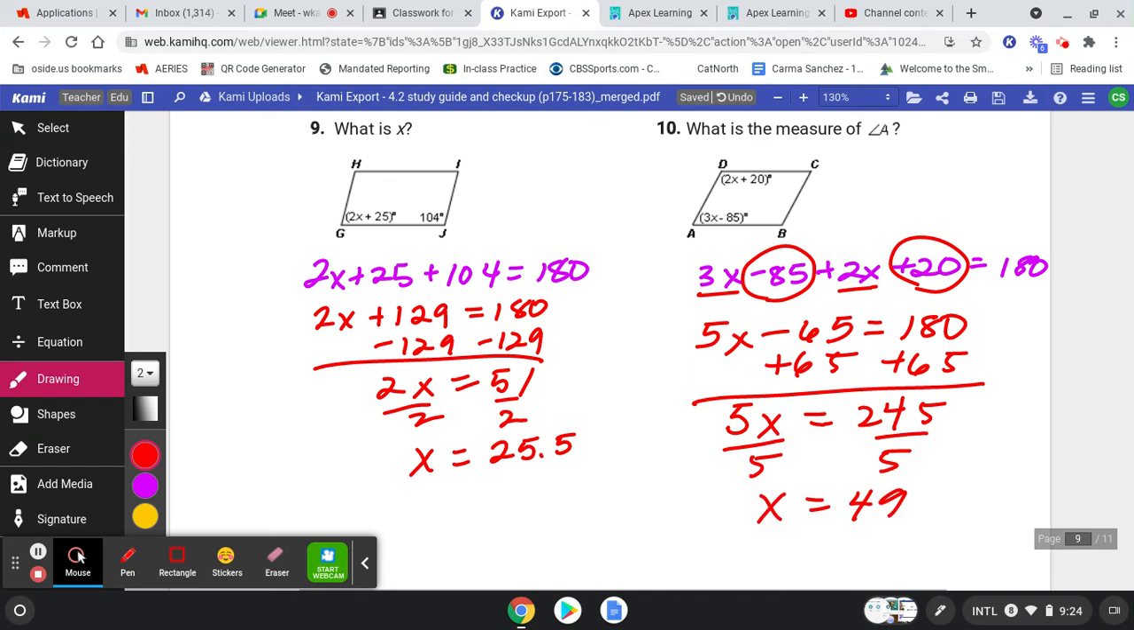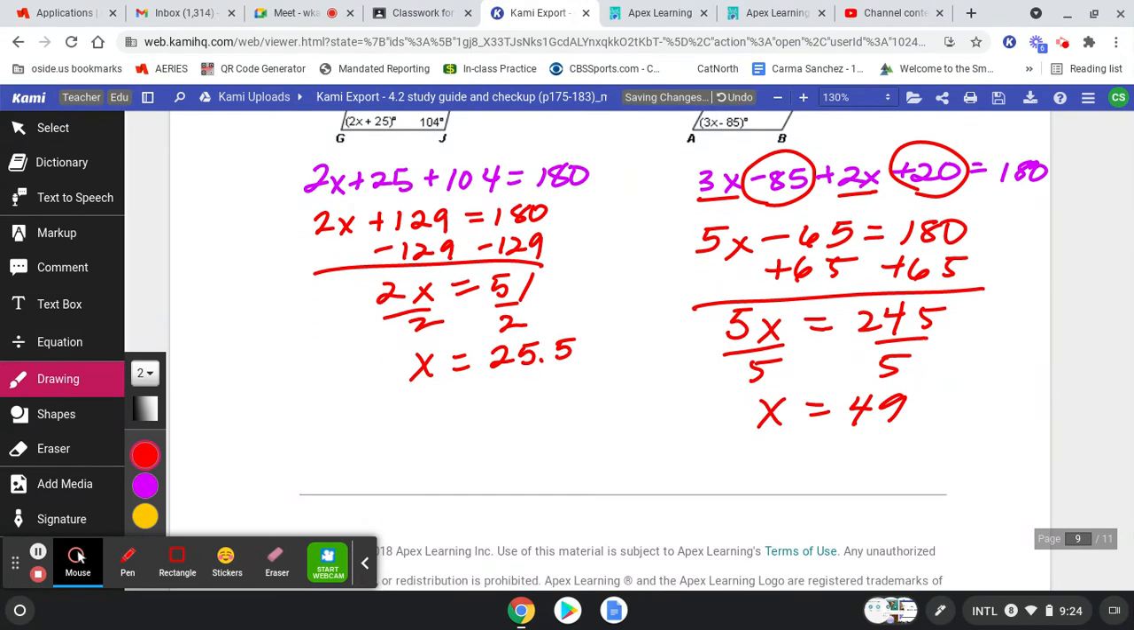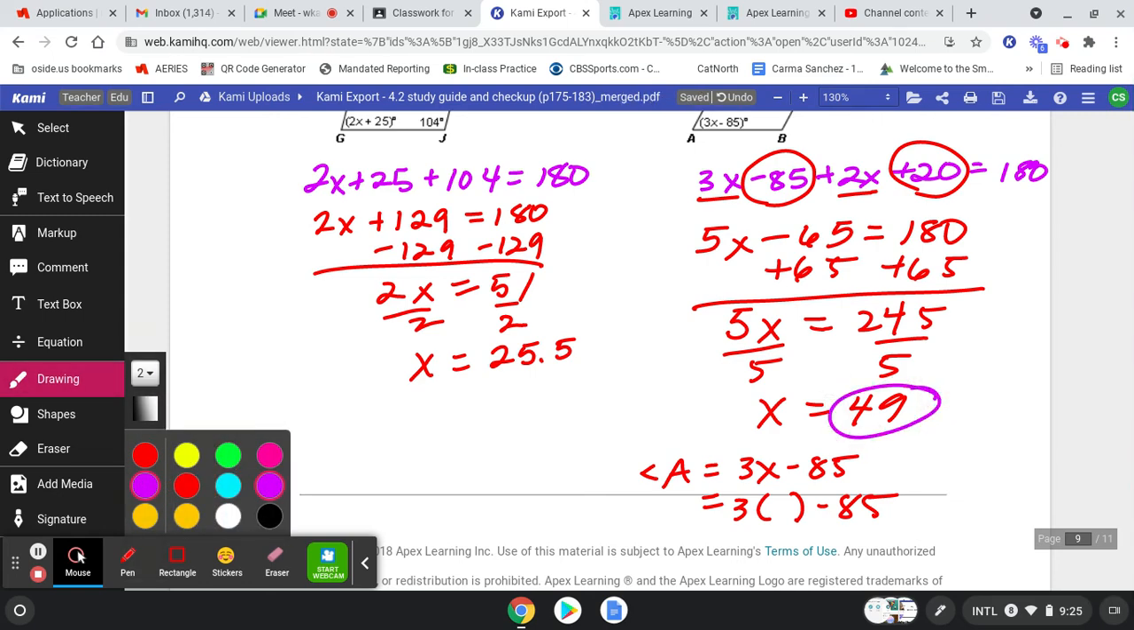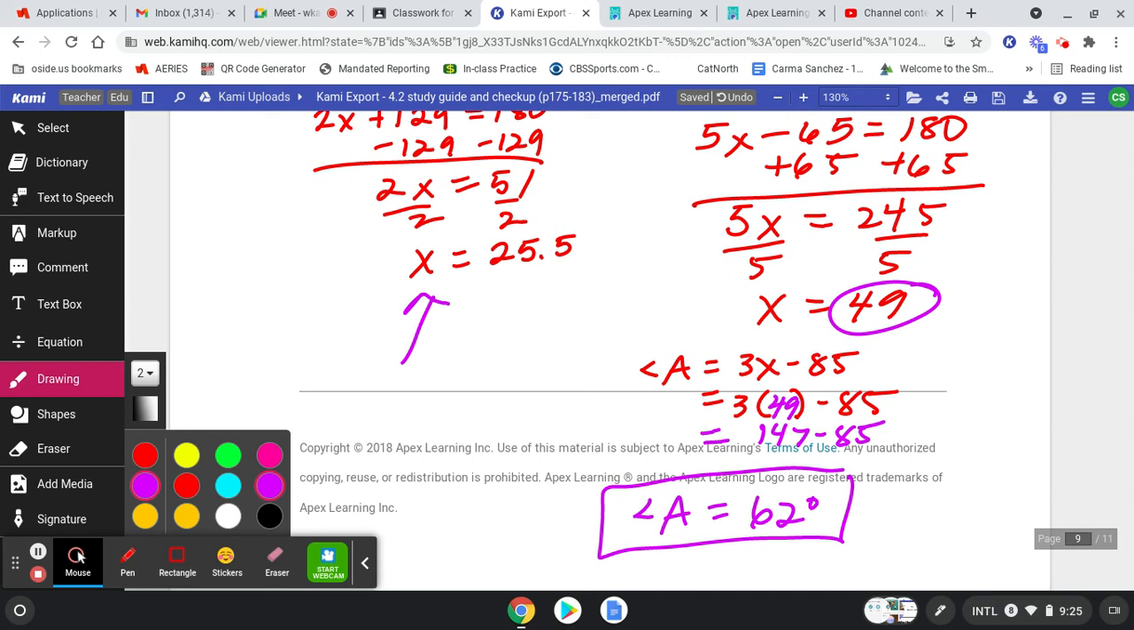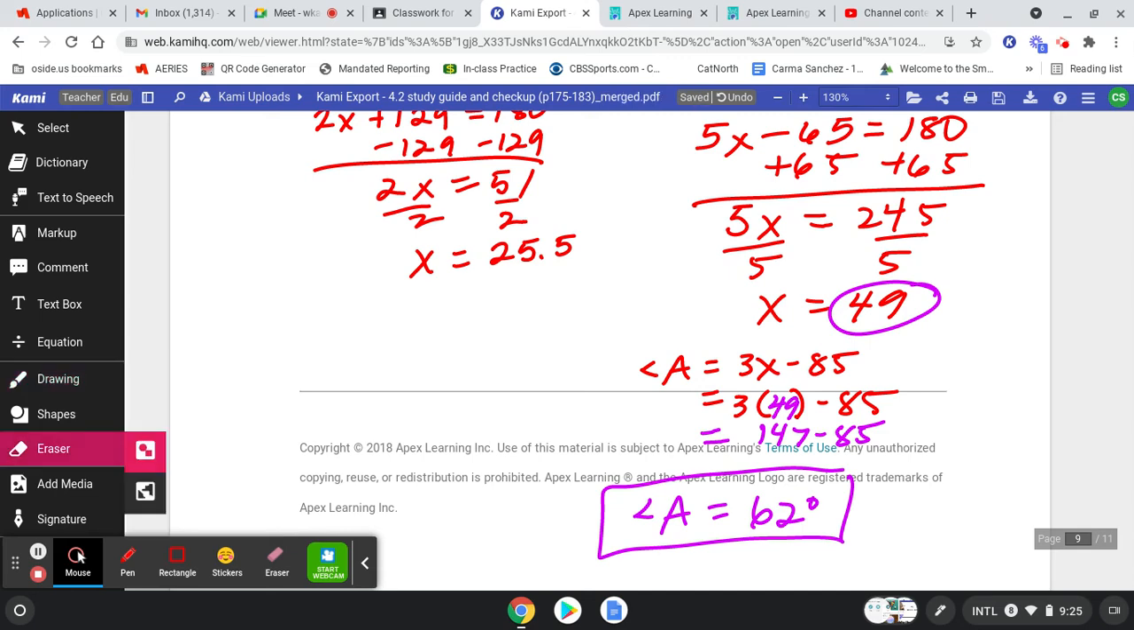Now, it did not ask us just for x, it asked us for the measure of angle A. We can see that angle A is equal to 3x minus 85, and we just got x. X was 49. So 3 times 49 is 147 minus 85. I'm getting angle A is equal to 62 degrees. How'd you do? So are you recognizing when they want us to solve for X, we stop here? When they want the measure of something, we have to keep going an additional step.